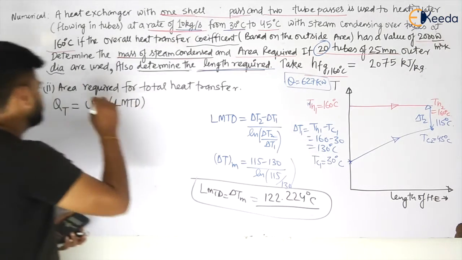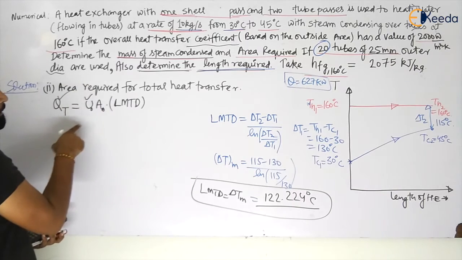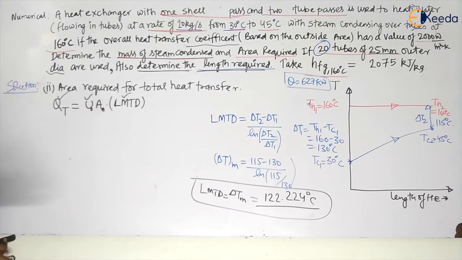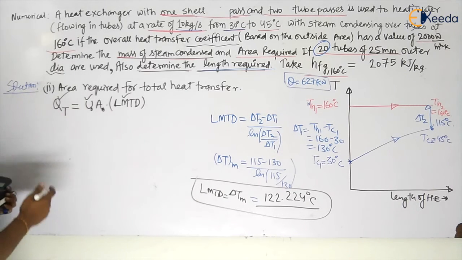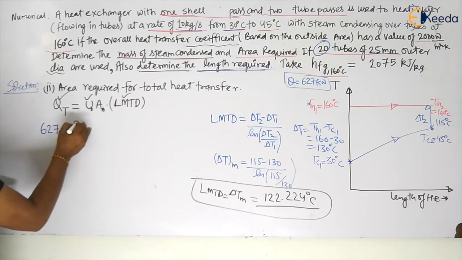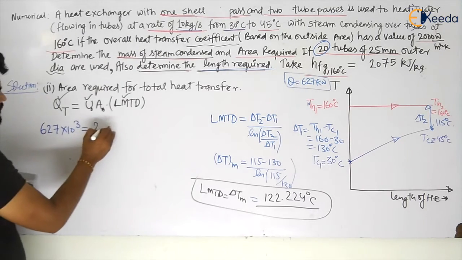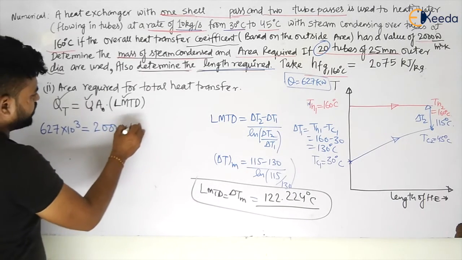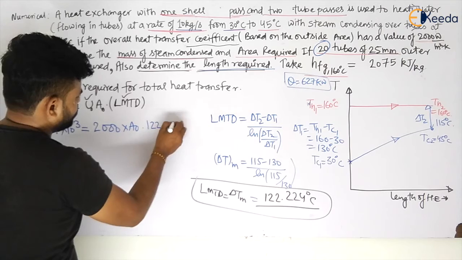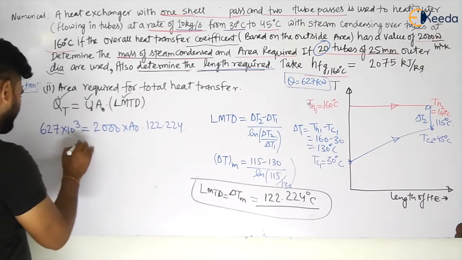And U we know, Q we know, LMTD we know. Can we calculate the area now? Yes, it is very simple now. Let us calculate what is the total heat transfer, my dear students. That is 627 kilowatt, 627 times 10 to the power 3 is equal to U naught, how much? 2000 into A naught, we have to calculate, multiplied by LMTD, which is given to be 122.224. So can we calculate A naught from here?